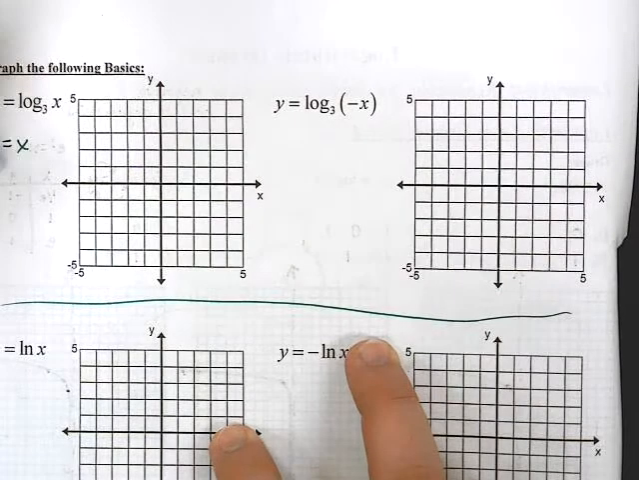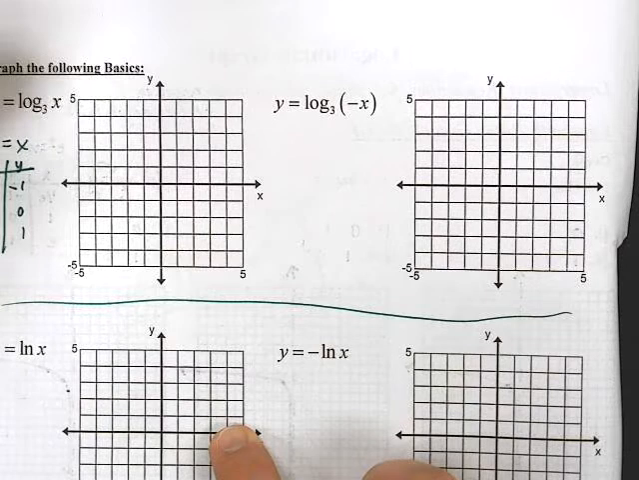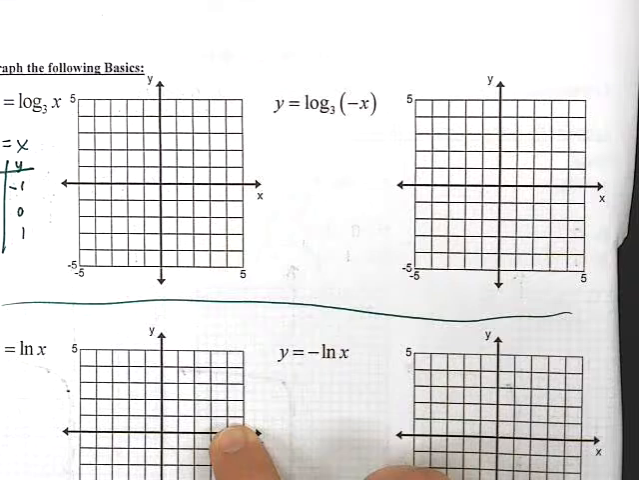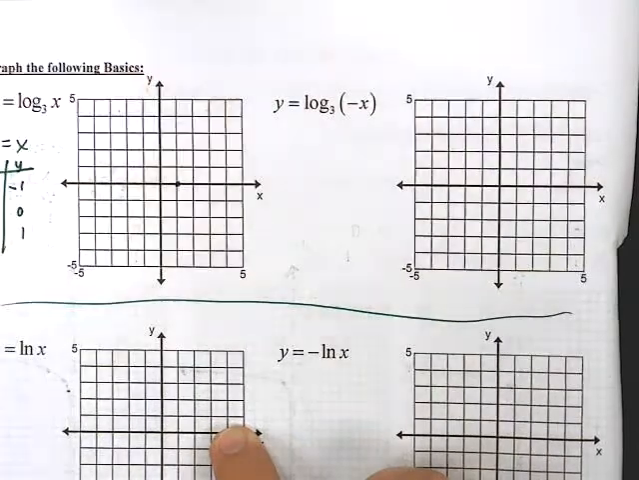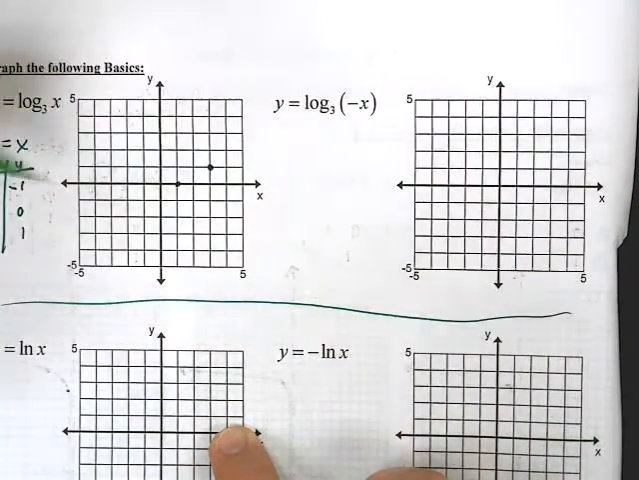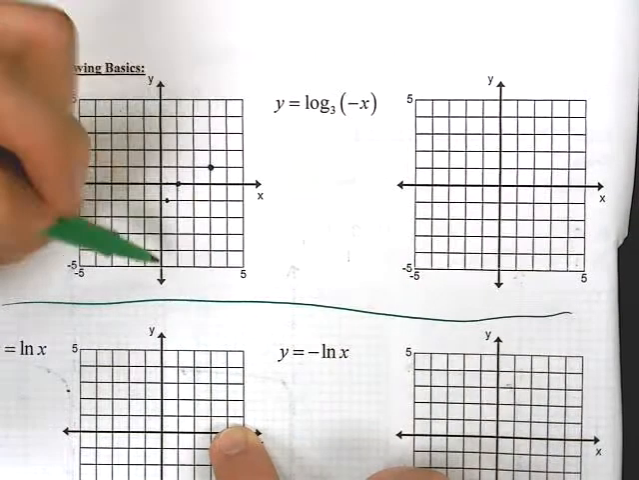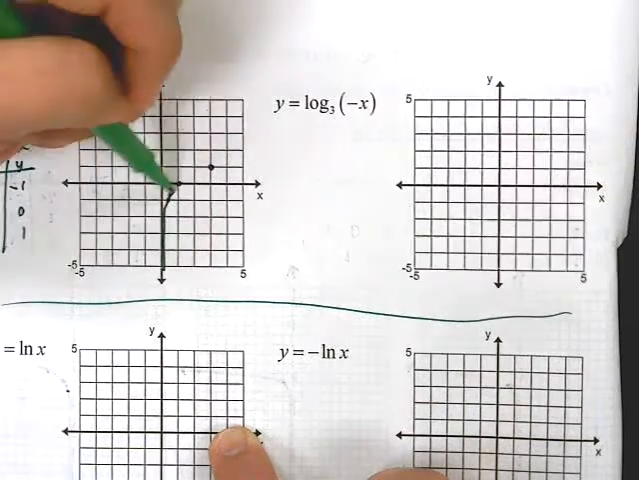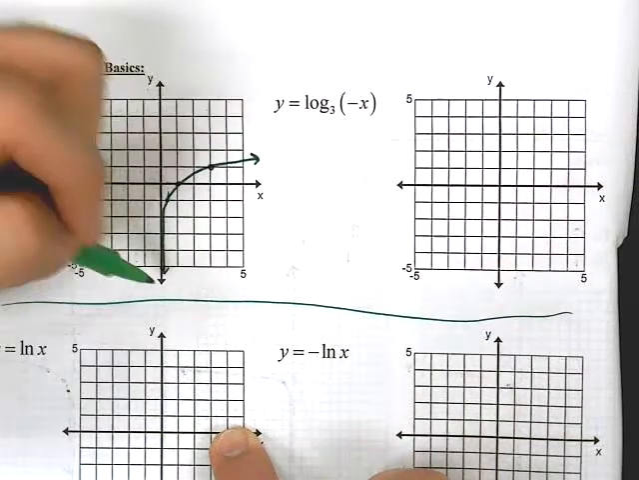you could go 3 to the y equals x, you could go negative 1, 0, 1. So I know 1, 3, and then 1/3. So I could plot my points. (1, 0), (3, 1), (1/3, -1). And I could sketch.